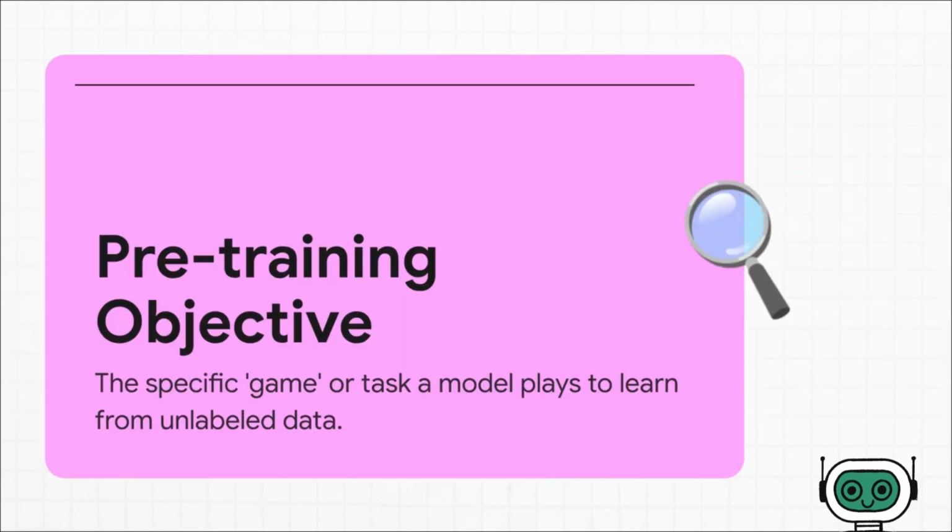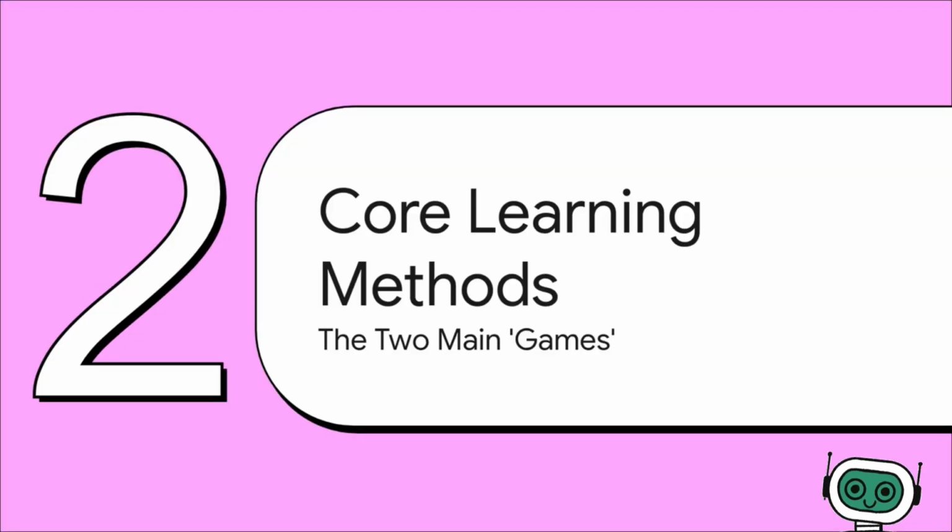But wait, how does a model learn just by reading? It needs a goal. It needs a reason to adjust its weights. And this is where the pre-training objective comes in. You can think of it as a specific, self-supervised game that we force the model to play, over and over again with all that text data. The rules of this game are what force it to learn. Now, there are a lot of different variations of these games, but two of them have really shaped almost all of the modern language models you see today.